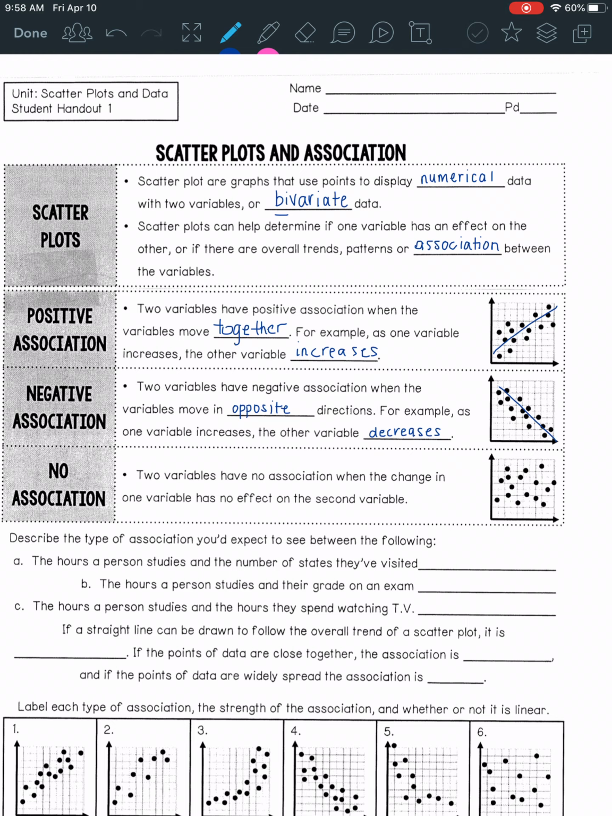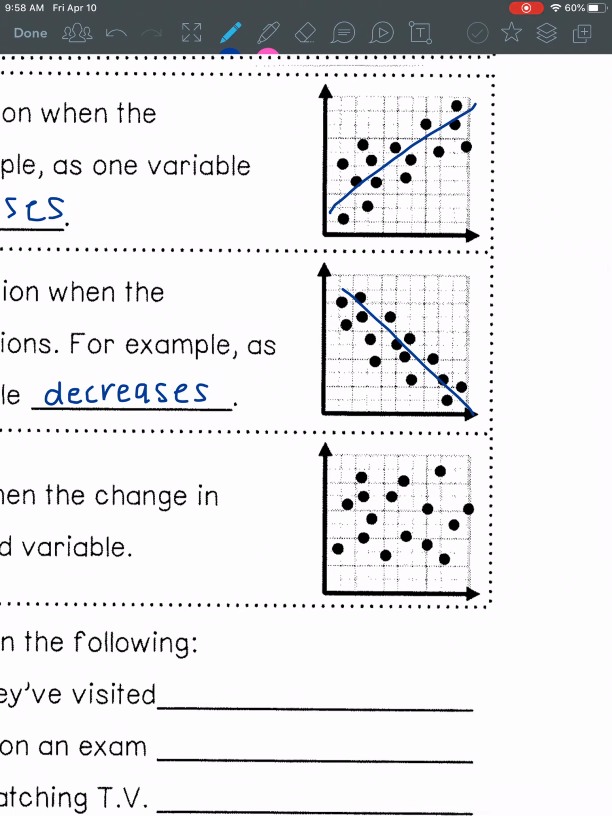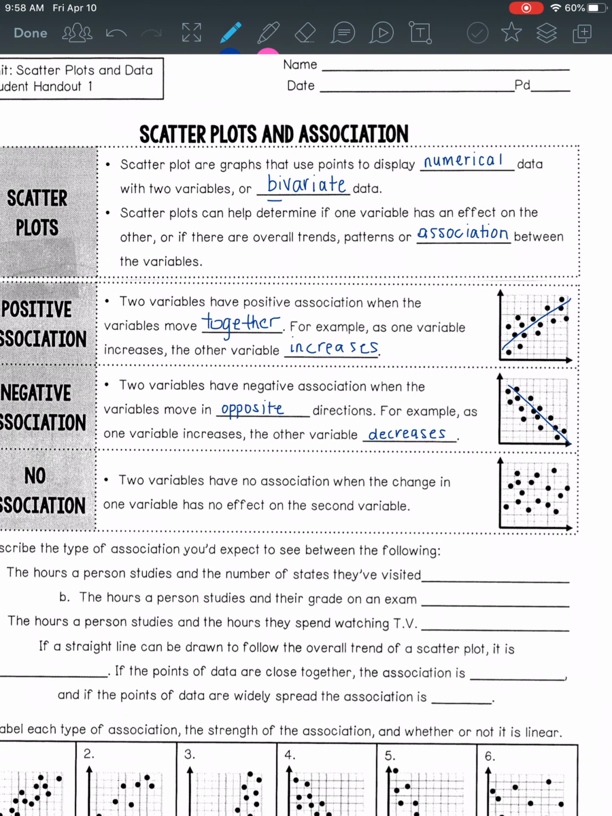A no association, if you look at the graph, there's no pattern there. We can't see that there's an uphill or downhill trend. There's just kind of points scattered all over the place. So that's a no association.